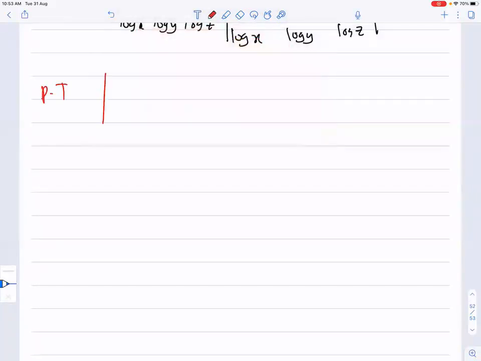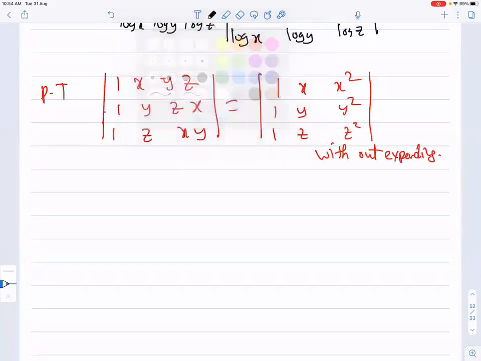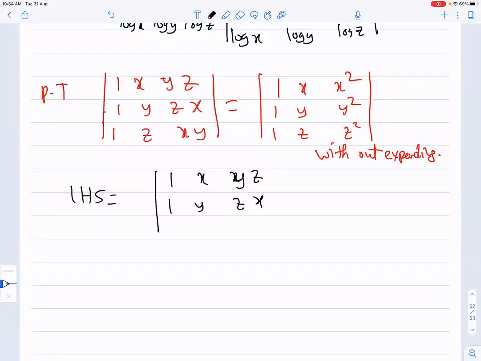Prove that the determinant 1, x, yz; 1, y, zx; 1, z, xy equals the determinant 1, x, x square; 1, y, y square; 1, z, z square, without expanding. Try to observe this, students. So for LHS, I'll take the LHS: 1, x, yz; 1, y, zx; 1, z, xy. That's what we have, right?